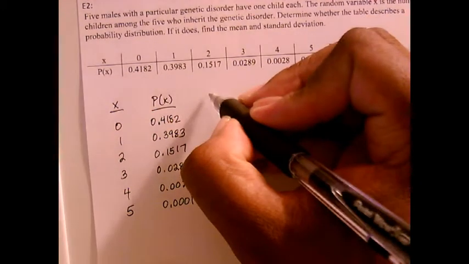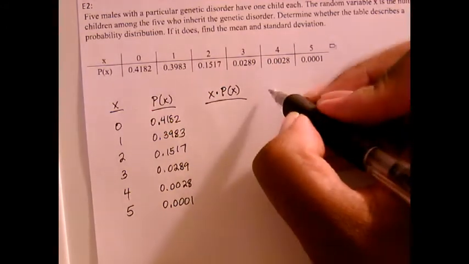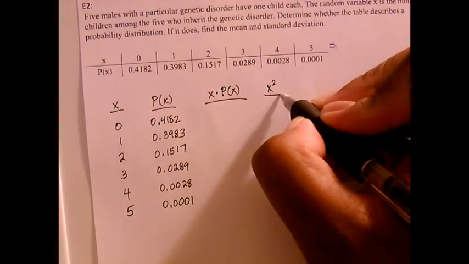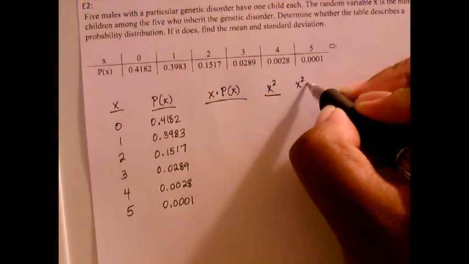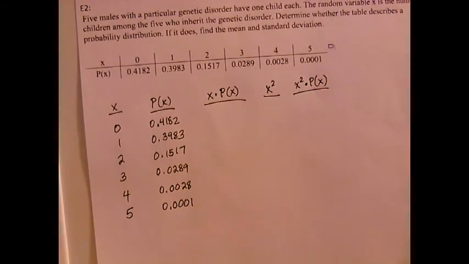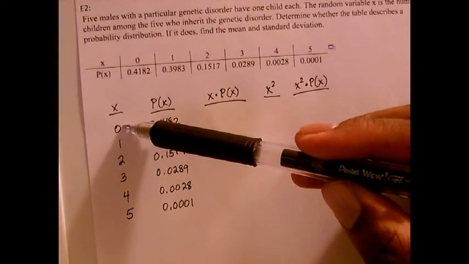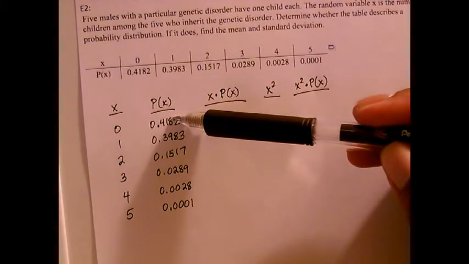Now my next column is going to be x times p of x. And then the next column will be x squared. And then the last column will be x squared times p of x. Okay. Now here's what I'm going to do here. X times p of x is this. I'm going to take each individual x value and multiply by its corresponding p of x value.